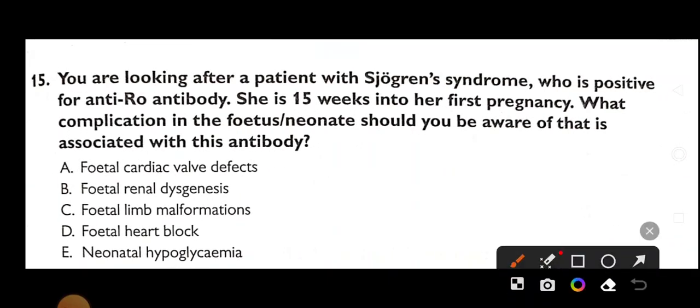You are looking after a patient with Sjogren's syndrome who is positive for anti-Ro antibodies. She is 15 weeks into her first pregnancy. What complication in the fetus or neonate should you be aware of that is associated with this antibody? Fetal cardiac wall defects, fetal renal dysgenesis, fetal limb malformation, fetal heart block, or neonatal hypoglycemia. So in this situation, fetal heart block is the answer.